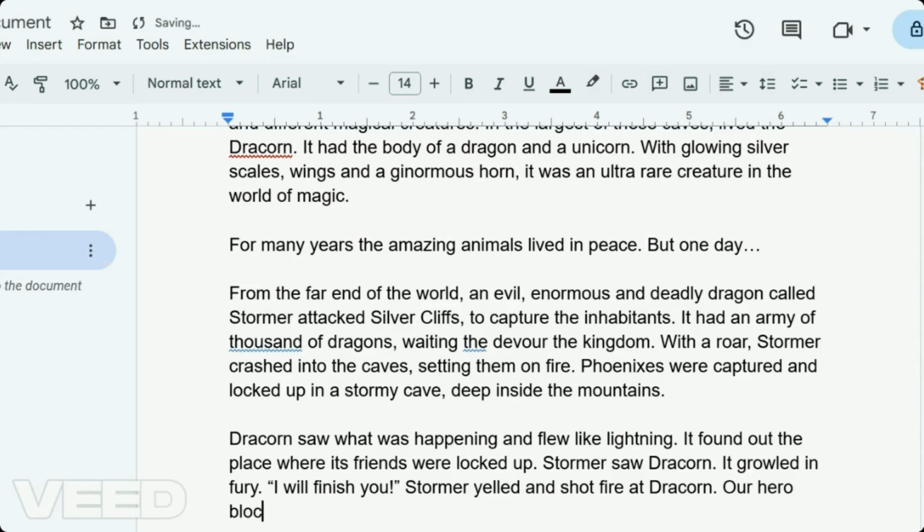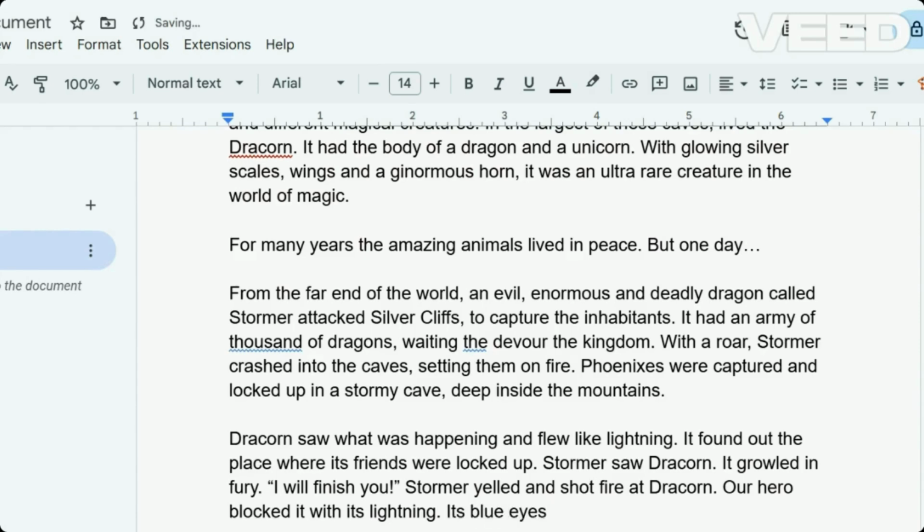Our hero blocked it with its lightning, right? Its blue eyes glowed. So Dracon's blue eyes are glowing because lightning is coming out. Lightning burst out. Burst out means come out very fast.